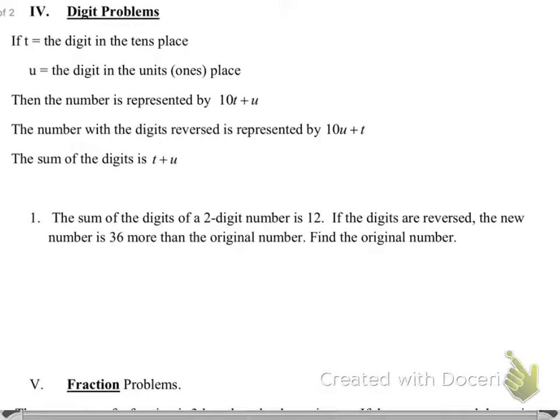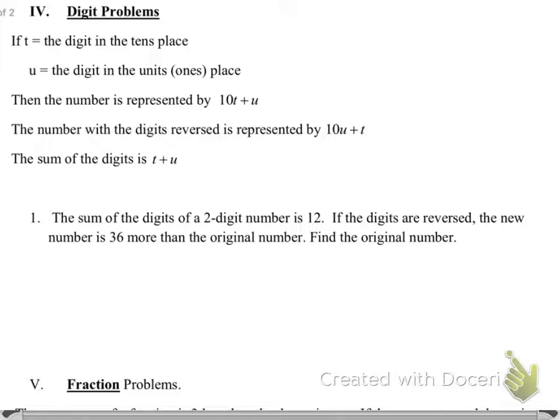The way numbers work, so we're talking about a 2-digit number, okay? So here, let's read the problem. It says the sum of the digits of a 2-digit number is 12. If the digits are reversed, the new number is 36 more than the original number. Find the original number. What is going on?